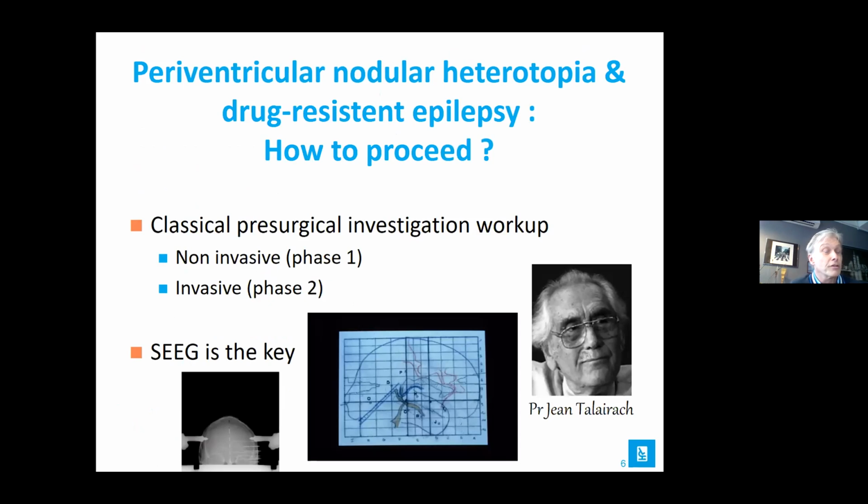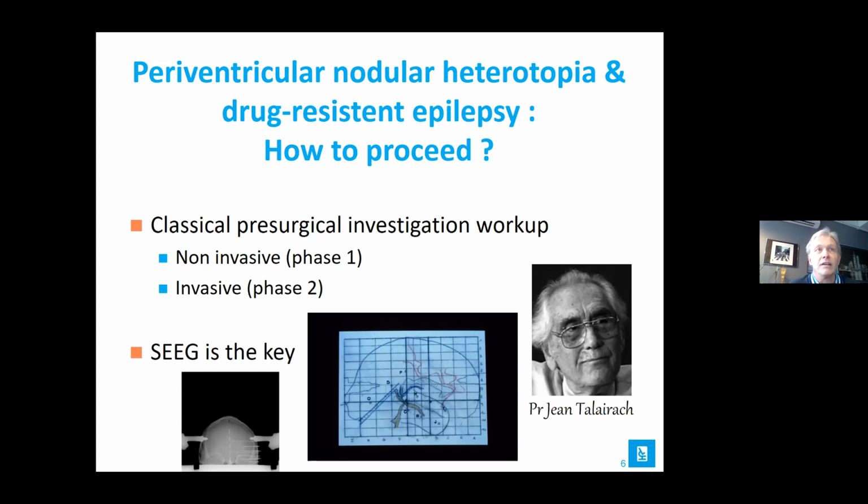So, as chapter 2, once drug-resistant epilepsy is present in a given patient, once at least one heterotopia has been visualized on the imaging, what to do? The answer is simple. The first thing to do is to perform a non-invasive, very classical pre-surgical investigation workup, consisting, as everyone knows, of long-term video EEG, MRI, neuropsychological examination, PET scan, etc.